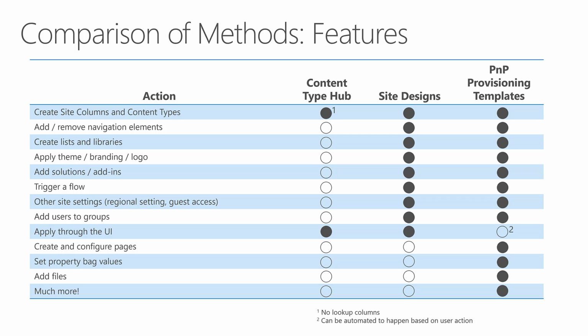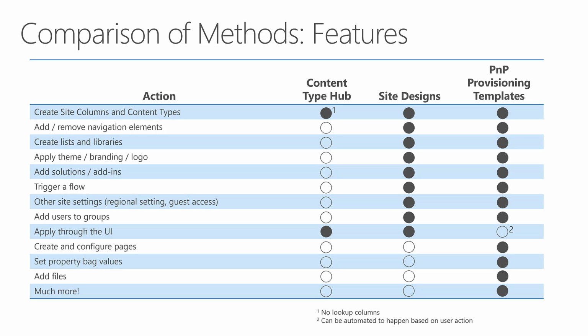The action that somebody takes by adding an item to a list, for example, might be something that triggers the PnP provisioning template to be applied to a site. But you can do a few more things with PnP provisioning templates than with site designs. You can create and configure pages, which again is very big. You can set property tag values. You can add files to the site.